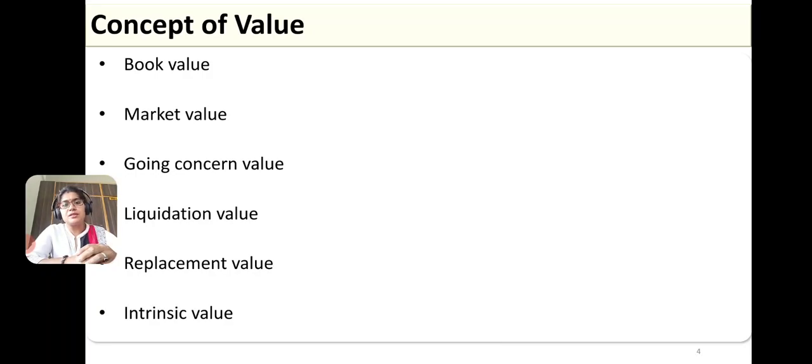Then we have something called going concern value. Going concern value is the value that each security can fetch if the entire business is sold to somebody as an operating business. That is, the value the buyer is ready to pay per share or per security if the entire business is sold as an operating business. That is the going concern value.